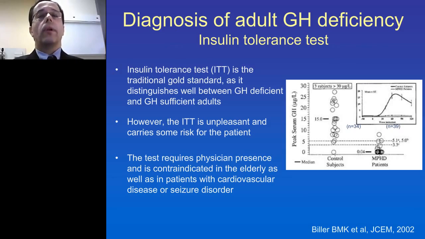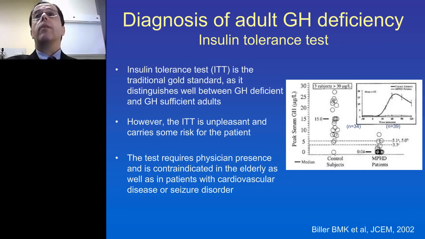So insulin tolerance test is still the traditional gold standard for the diagnosis of growth hormone deficiency in adult life, and is also used in children, by the way. However, the test is unpleasant. Hypoglycemia is unpleasant. It carries some risk, particularly in older patients who have heart disease or seizures, and it's contraindicated in that population.